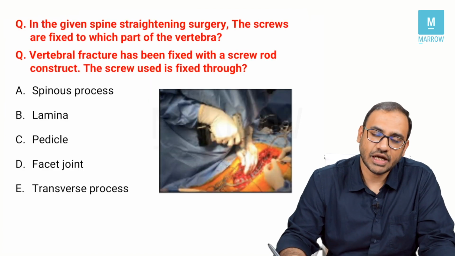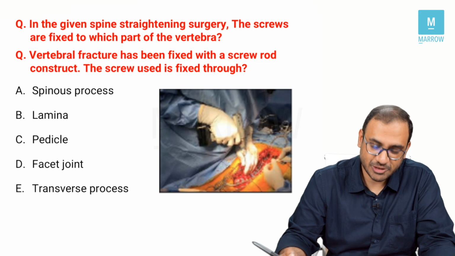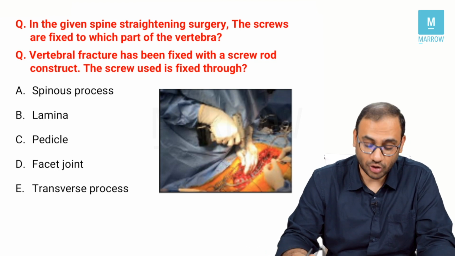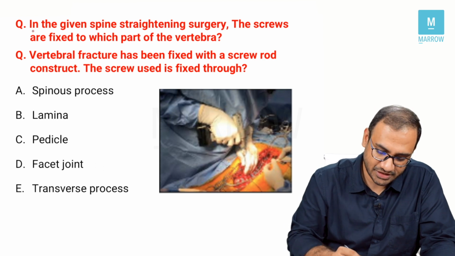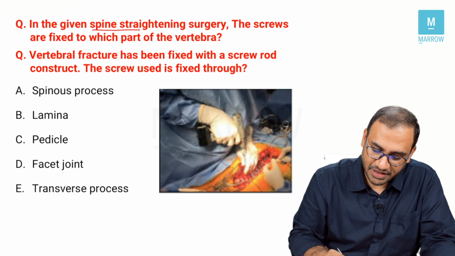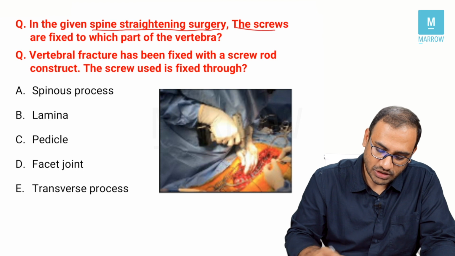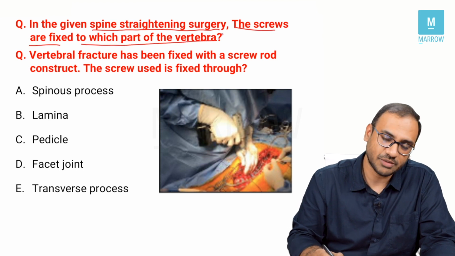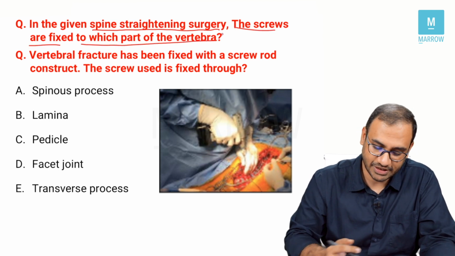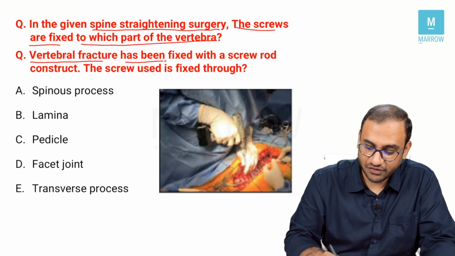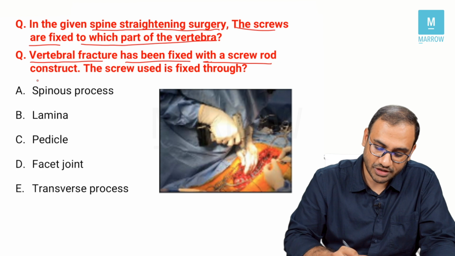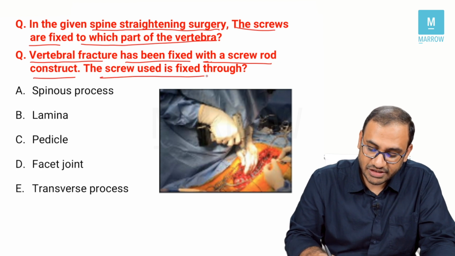Now in the next question, again I have two variations in the questions and a slight controversy in the options, so I've kept everything here so that we can discuss. The first variation of the question is, in the given spine straightening surgery, the screws are fixed to which part of the vertebrae? So probably they're talking about scoliosis once again. The second variation is, a vertebral fracture has been fixed with a screw rod construct. The screw used is fixed through.